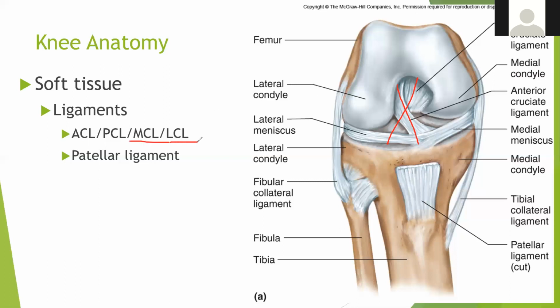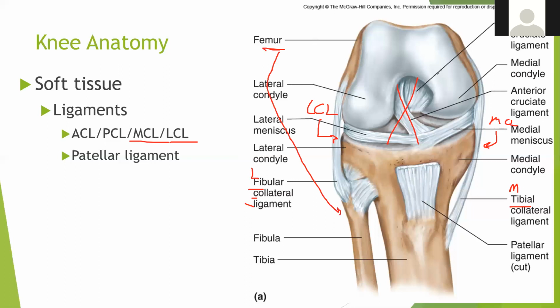Your MCL and LCL are your collateral ligaments. The LCL, they have it termed here your fibular collateral ligament. That is your lateral collateral ligament. They also have it listed here as tibial collateral ligament. That's your medial collateral ligament. So LCL, MCL. These connect your femur down to your lower leg.